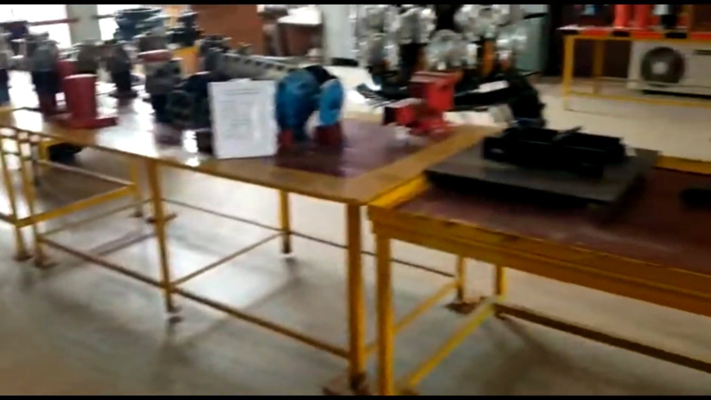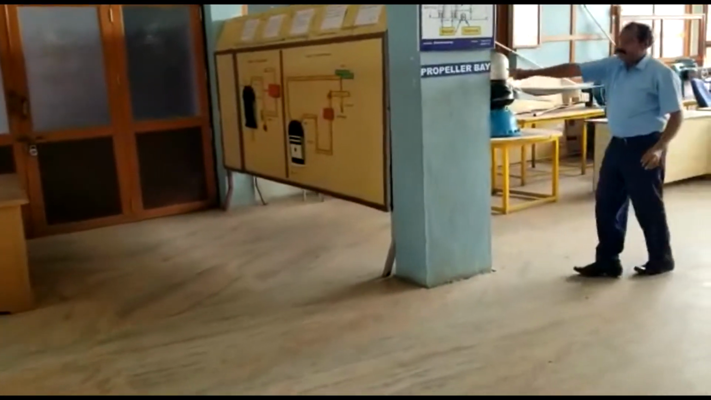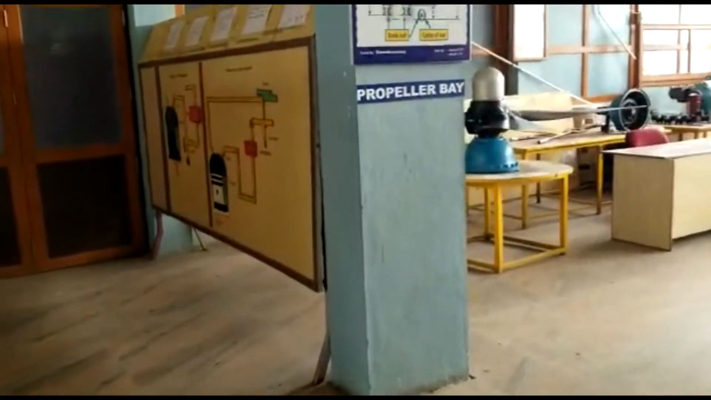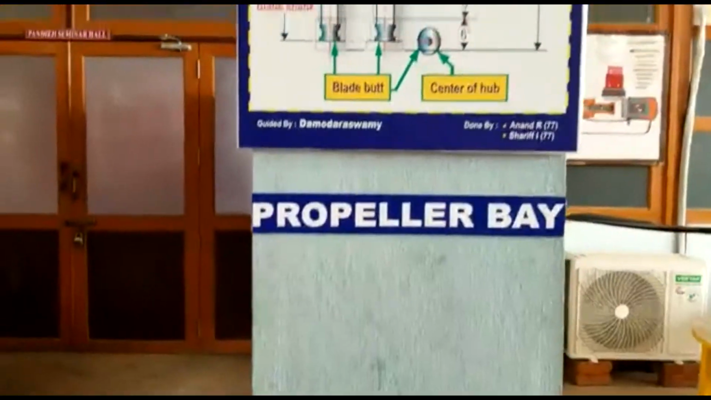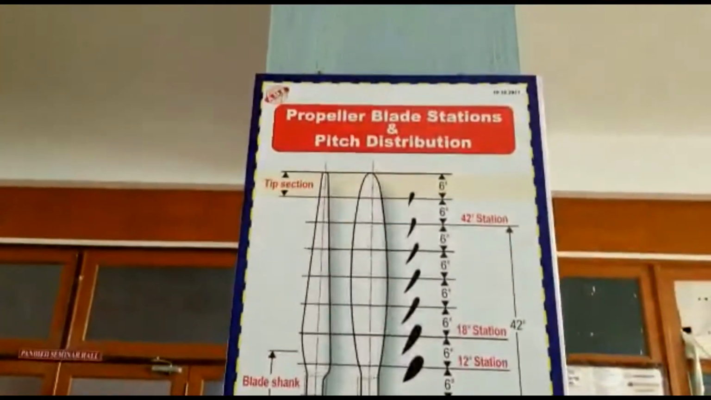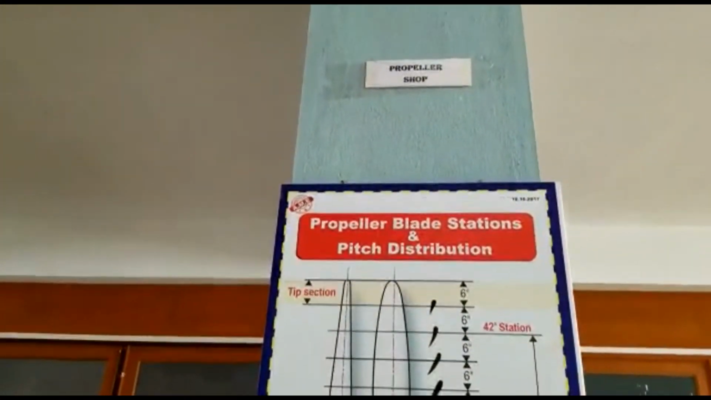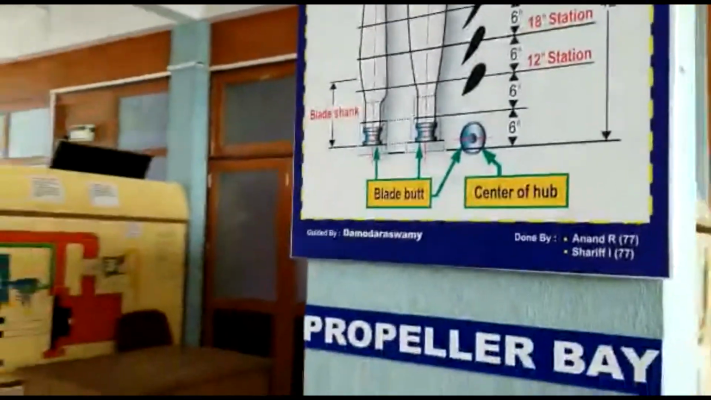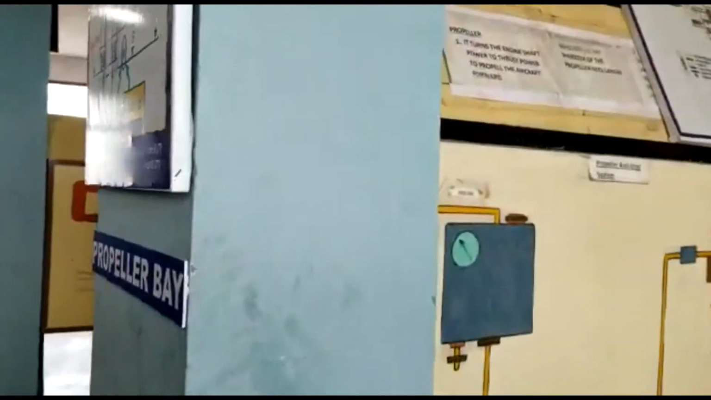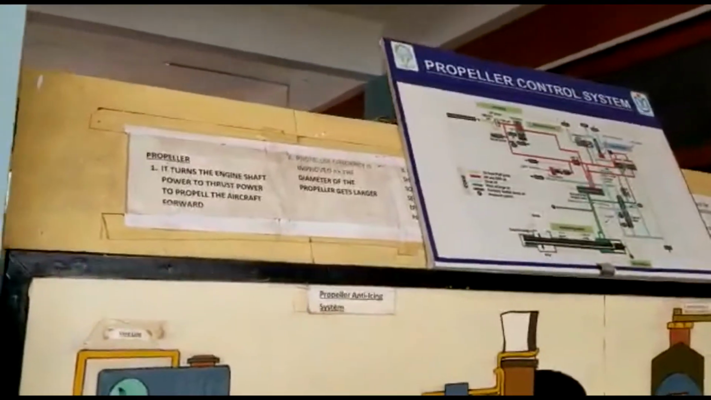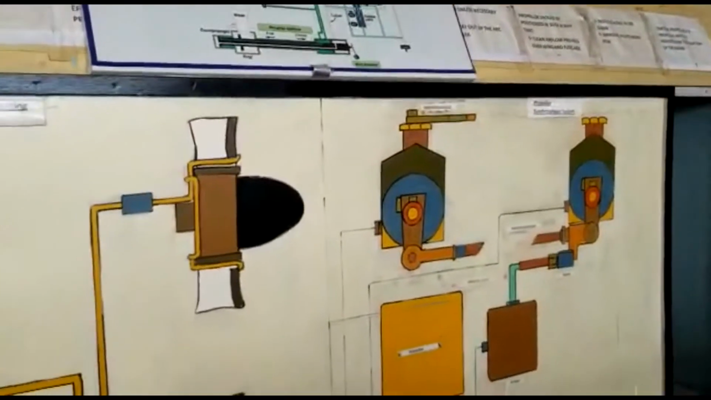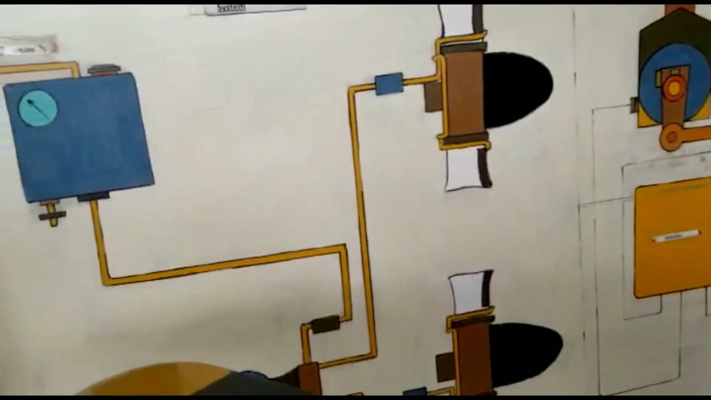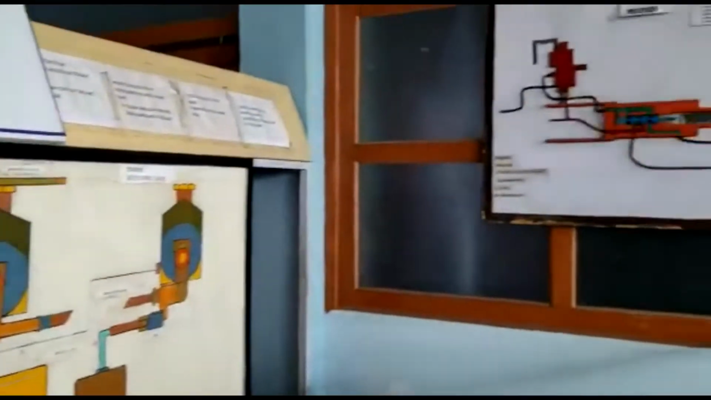Now we are entering into the propeller lab. One lab is made separately for propellers. The propeller lab is called the propeller bay. And this board is showing the propeller anti-icing system and synchronization system. This one is the propeller anti-icing system, and the next one is the propeller synchronization system.